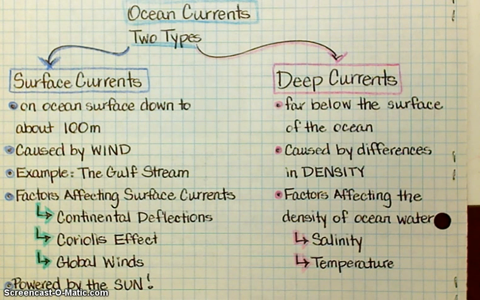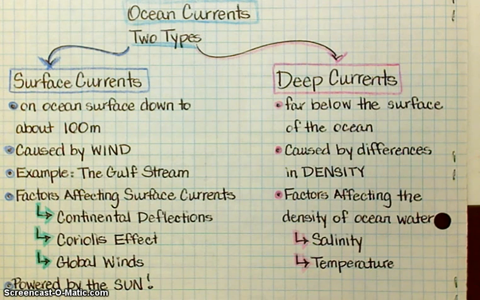These are far below the surface of the ocean, and they are caused primarily by differences in density. Well, what affects the density of ocean water? Two things primarily affect the density of ocean water. Salinity, meaning how much salt is in the water, because saltier ocean water is heavier, more dense. And then also temperature affects the density, because in general, warmer water is less dense and cooler water is more dense. So those two things are going to be the big factors that affect the density of ocean water.